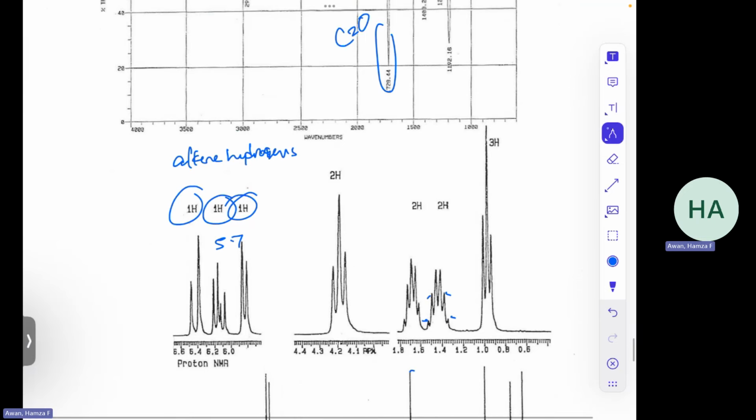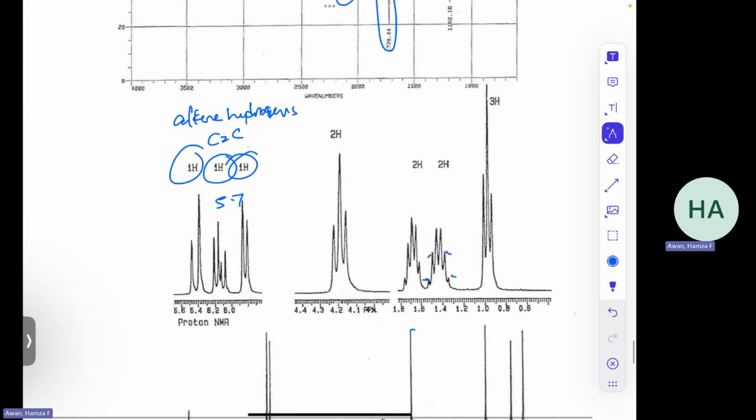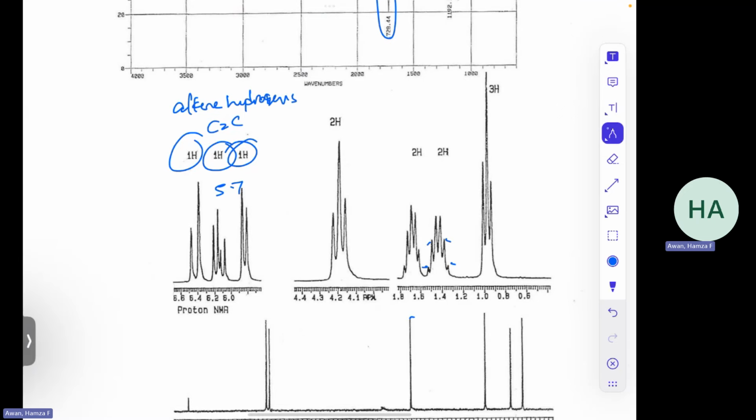So we know that there's going to be a C double bond O, but we also know there's going to be a C double bond C. And what this tells us is that there are going to be 3 alkene hydrogens. So this C double bond C is going to have 3 hydrogens attached to it. So there's going to be at least 1 carbon with 2 hydrogens, and the other carbon is going to have 1 hydrogen, which means it's only going to be 1 sub on the alkene, which is good to know. So we have an R group right here.